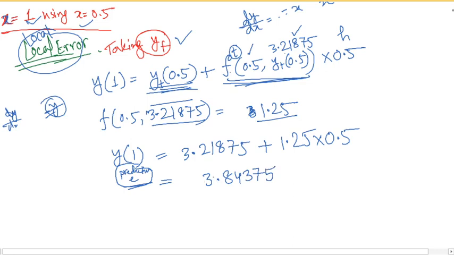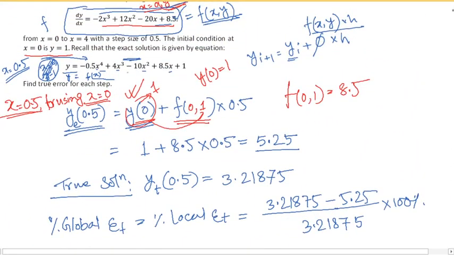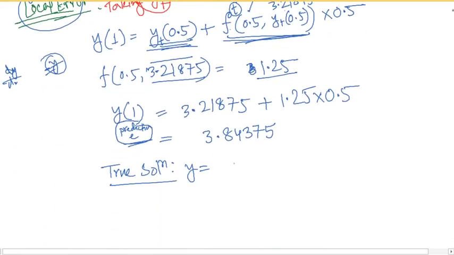Okay, so from this the true solution can also be obtained from the analytic solution. So we put x equals to 0.5 in this function, which will give us y equals to exact solution will be 3.